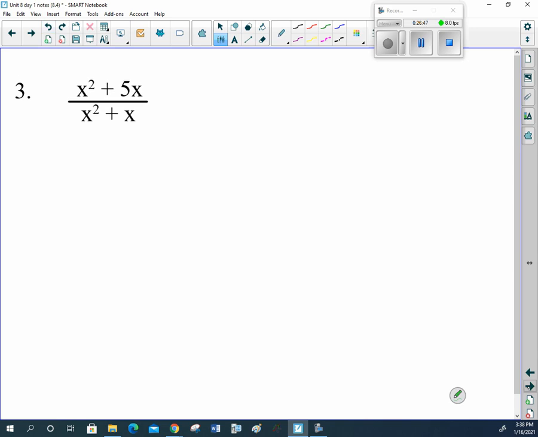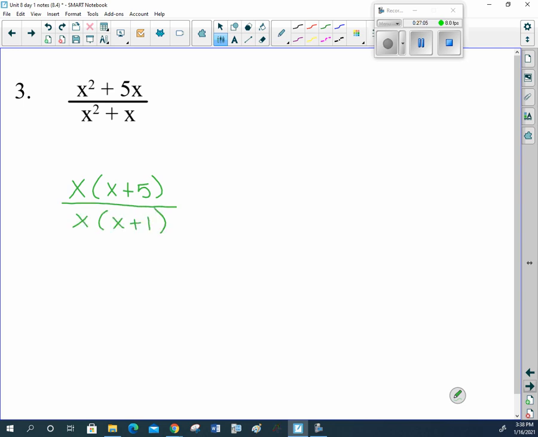All right, number 3, factor. I've got x squared plus 5x over x squared plus x. I can't reduce it until I factor. So GCF at the beginning and GCF on the bottom.